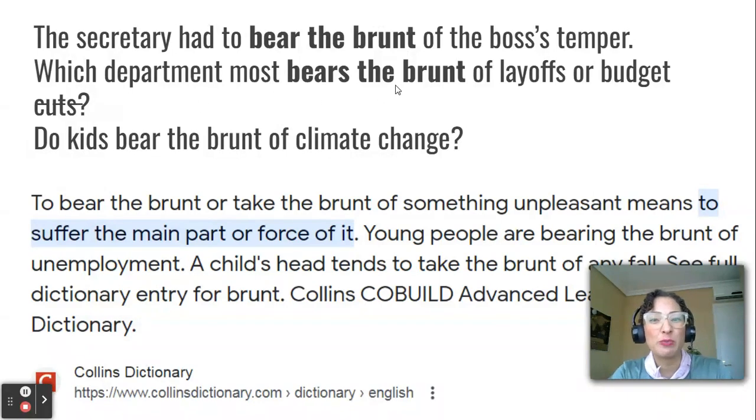Which department most bears the brunt of layoffs or budget cuts? So, which department in your company might suffer the most if there are layoffs or budget cuts? Do kids bear the brunt of climate change? What do you think?